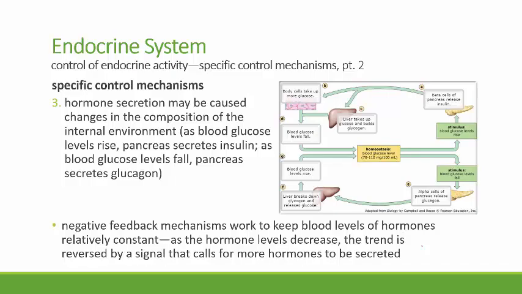The third way that we can control the release of hormones is by changes in the composition of the internal environment of the body. So for instance, as blood glucose goes up, the pancreas releases insulin. As blood glucose falls, the pancreas secretes glucagon. We've talked about that process before as well. And so these are negative feedback mechanisms that work to keep blood levels of the hormone relatively constant so that we are maintaining the body in homeostasis.